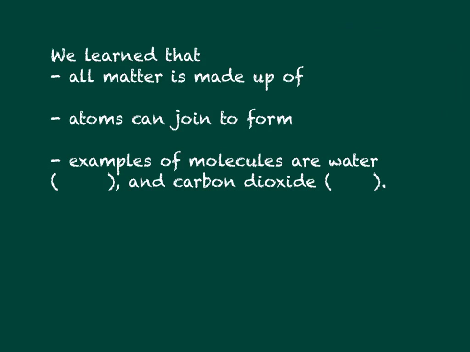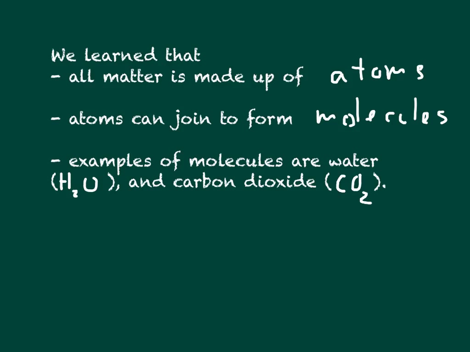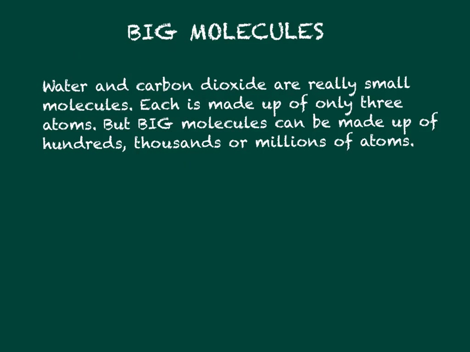So we learned that all matter is made up of atoms, and atoms can join to form molecules, and examples of molecules are water, chemical formula H2O, and carbon dioxide, CO2. Now, water and carbon dioxide are really small molecules. Each is made up of only 3 atoms, but the big molecules in biochemistry can be made up of hundreds, thousands, or even millions of atoms.